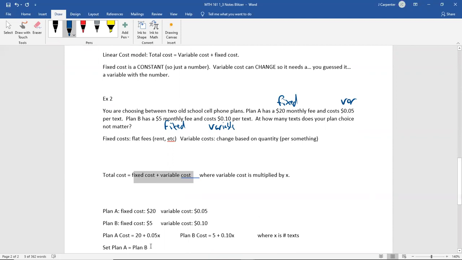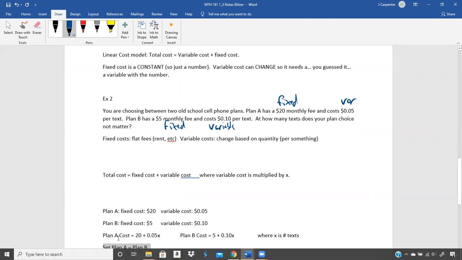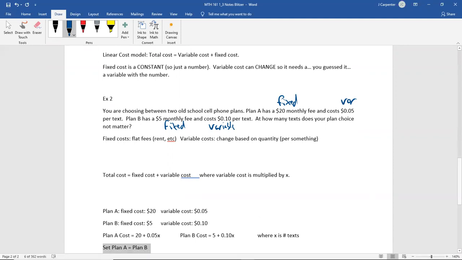And I already mentioned this earlier. This is the equation we get at how many texts does your plan choice not matter. That means we're setting Plan A's cost equal to Plan B's cost. The order that you write the 20 and the 0.05 doesn't matter. If you want to write the 20 second, that's perfectly fine. And you can swap the 5 to after the 0.10x. Nobody cares. It doesn't matter. Trust me. But since the one above it says fixed and variable, I'm going to leave it this way. But again, you are more than welcome to change the order of those two terms.